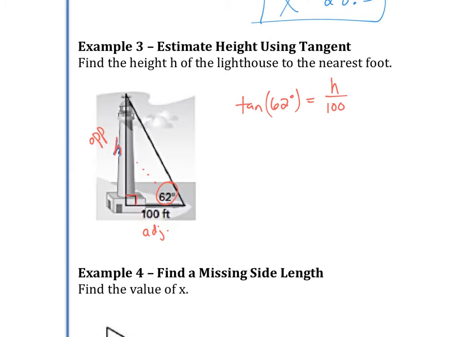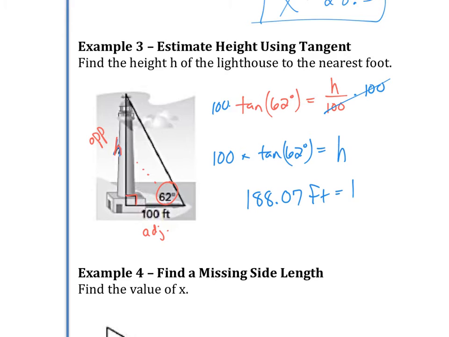Then to solve this, we have h divided by 100. The opposite of divide by 100 is times 100. So we get h equals 100 times the tangent of 62 degrees. So now you take your calculator and you type that in. When you type that in, 100 times the tangent of 62, you would get 188.07 roughly. And this is in feet. So the height is about 188.07.